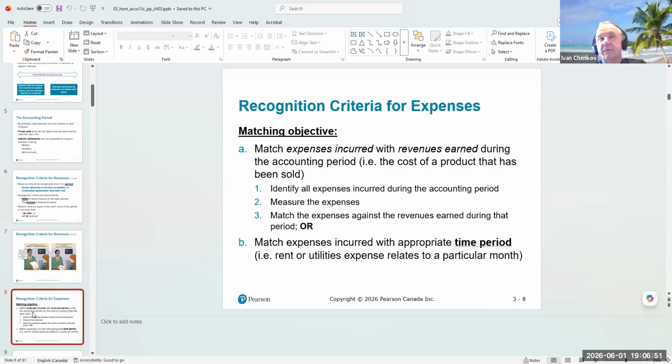Now in business, we have to match the expenses with the revenue, in the same period. So in the same period, we have to identify all the expenses which happen during the accounting period, measure them, and then match them against the revenue which we are earning. That's all. Matching expenses happen only in the appropriate time period. So if the revenue is for May, the expenses have to be those related to May. When the expenses are paid is irrelevant.